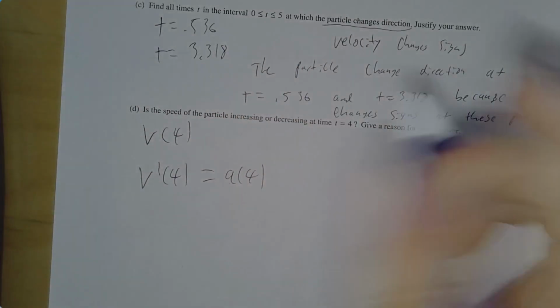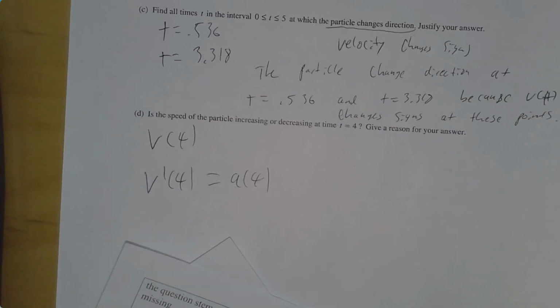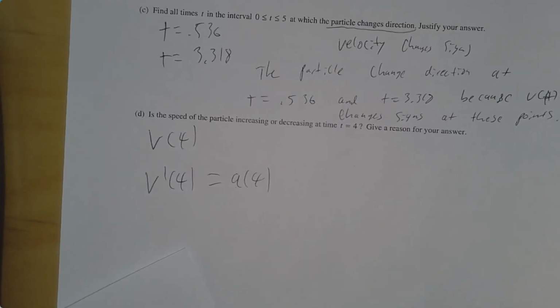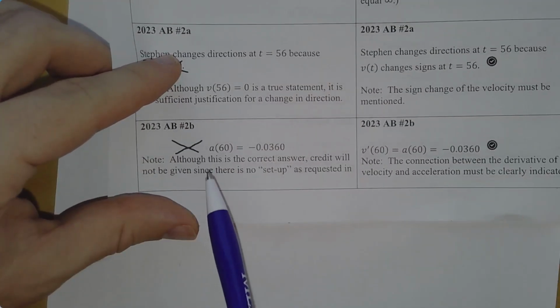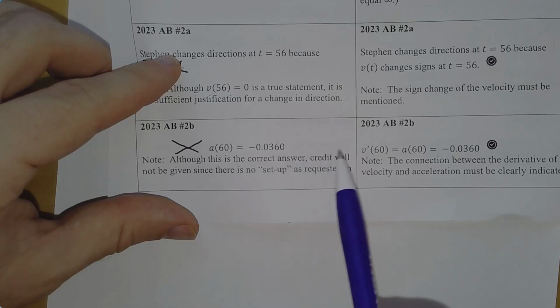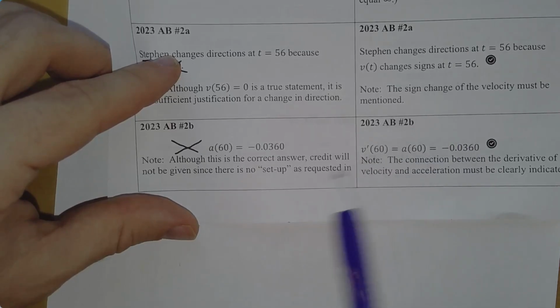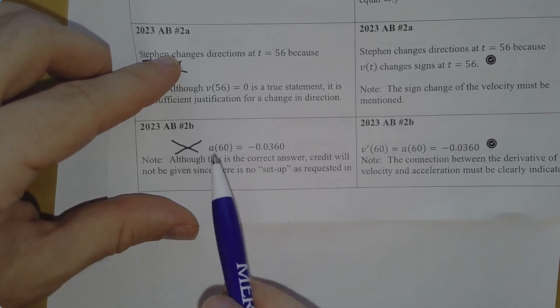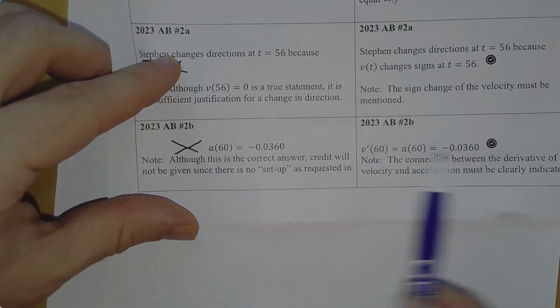So one thing I want to note too, and this was in the scoring notes. Let me find where I saw this. Yeah, right here. So I want to note right here: although this is the correct answer, credit will not be given since there's no setup as requested in the question. See the difference between these two questions? This one's just saying, oh, acceleration is this. But this one's saying that the derivative of velocity is acceleration, which equals that. Do you see the difference between these two?